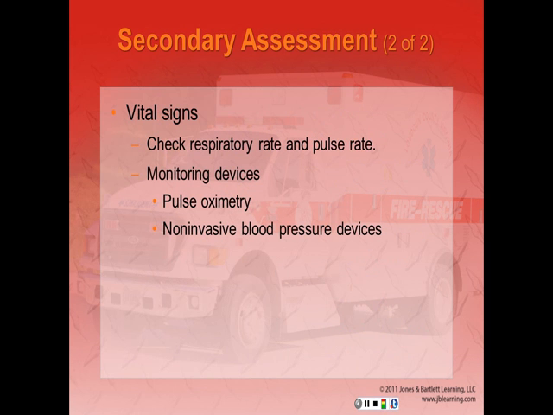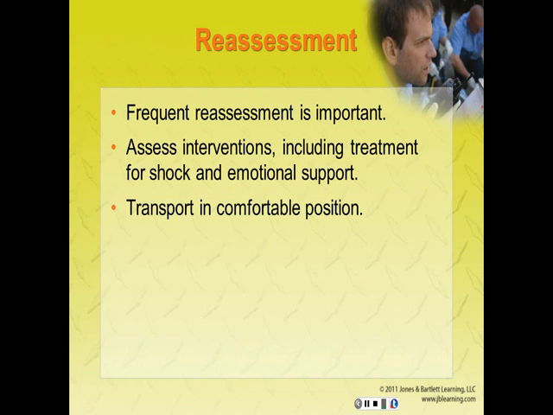Take vital signs. An elevated respiratory rate with a normal heart rate and blood pressure may indicate improper ventilations. An elevated respiratory rate and pulse rate with signs of shock may indicate septic or hypovolemic shock. Use monitoring devices like pulse oximetry and non-invasive blood pressures. Reassess. Because it is often difficult to determine the cause of abdominal pain, frequent reassessment is important.